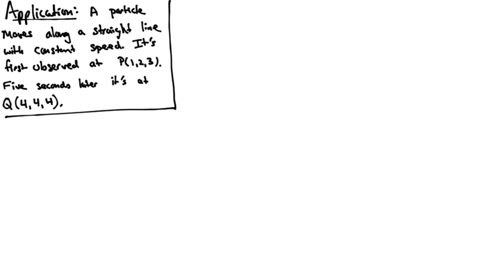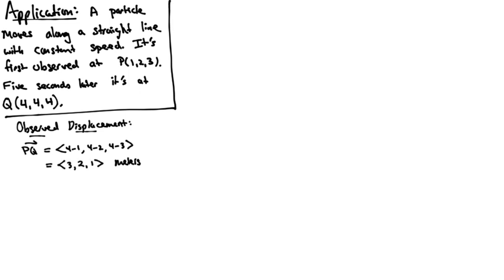And we'll just associate many of the operations that we've done with vectors thus far with certain physical interpretations. So the first thing is, what does that vector PQ represent? It's going to be the observed displacement, the displacement of the object over that 5-second period. So P to Q would be the change in those coordinates. And remember, I end at Q and I start at P, so I go 4 minus 1, 4 minus 2, 4 minus 3, and I get the vector 3, 2, 1.